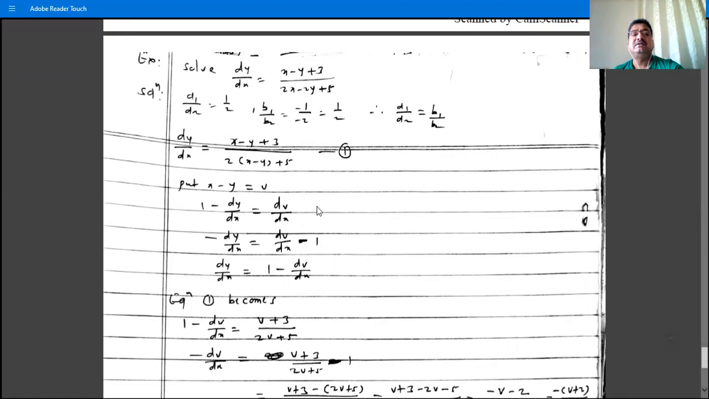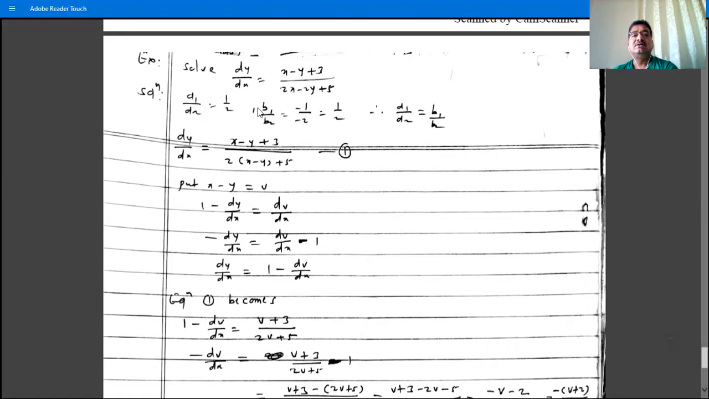For example, see this example: dy by dx is equal to (x minus y plus 3) divided by (2x minus 2y plus 5). So if you observe, 1 by 2 is a1 by a2, and b1 by b2 is minus 1 divided by minus 2, means 1 by 2. And so what is your observation? That a1 by a2 is equal to b1 by b2.